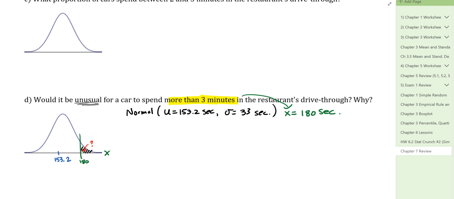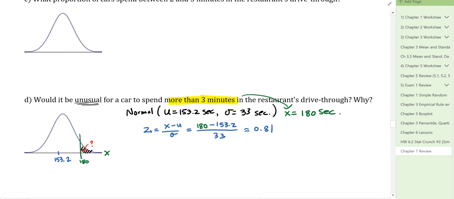Let's write it. I'm going to find the probability using z or without z. Here, I'm going to do z by method 1. So first, I'm going to convert to z. z is equal to x minus mu over standard deviation. My x here is 180, the mean is 153.2, with a standard deviation of 33. And when you convert it, I'm going to keep 2 decimal places, approximately 0.81.